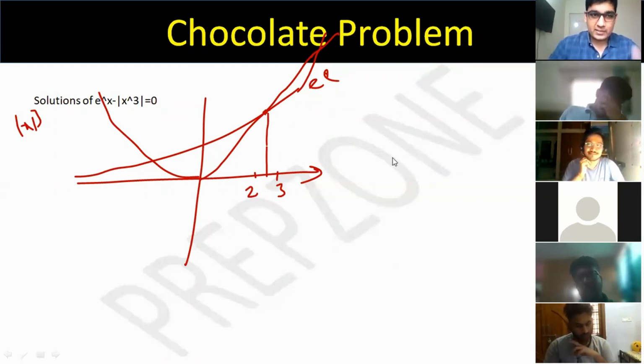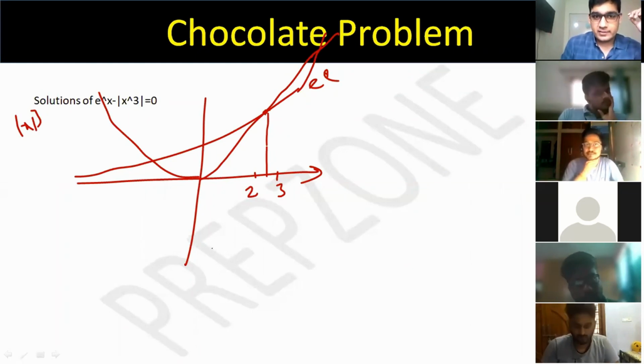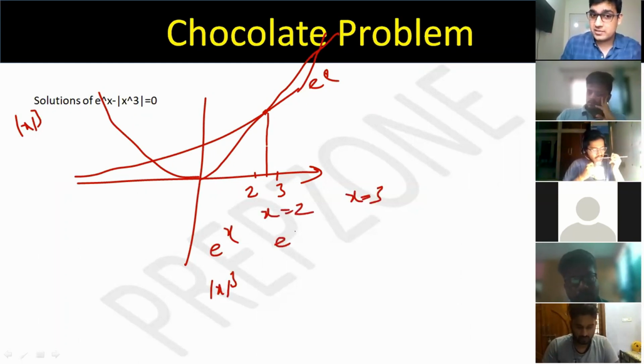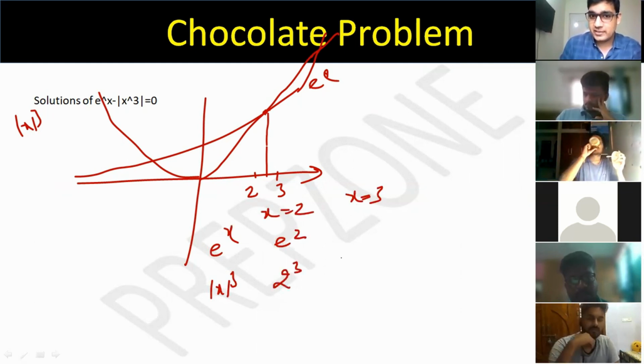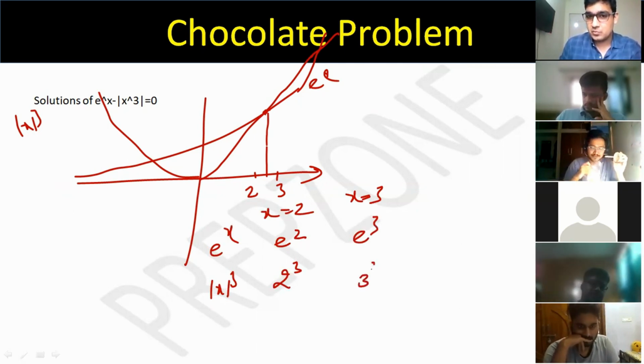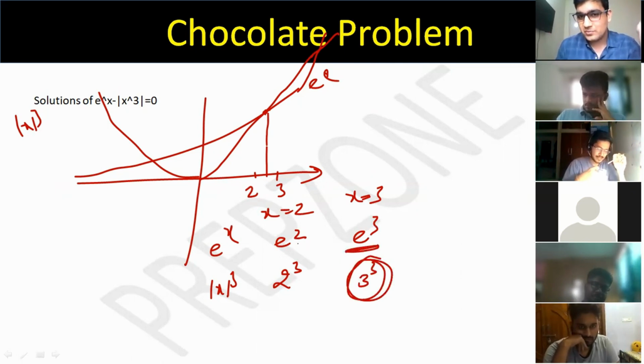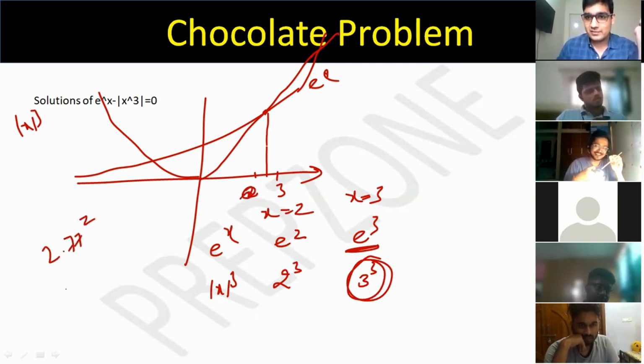Okay, Himang, see at x equals to 2, you just compare the values. This is e to the power x, this is mod x cube, this is x equals to 2, this is x equals to 3. At x equals to 2, this is e square, this is 2 cube. At x equals to 3, this is e cube, this is 3 cube. I know this value is greater than this at x equals to 3. But at x equals to 2, you can check, right? I'm not sure what 2.77 square is. Can someone solve this? We don't know, but still, yes, this is 2.77, this is 8.